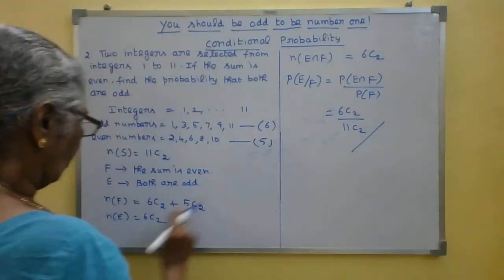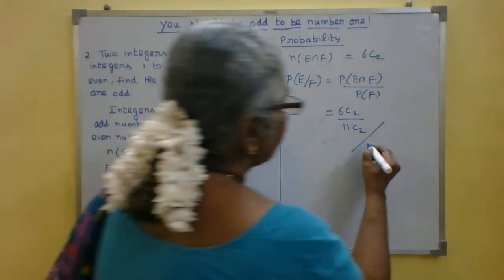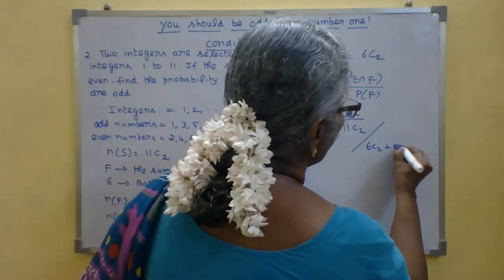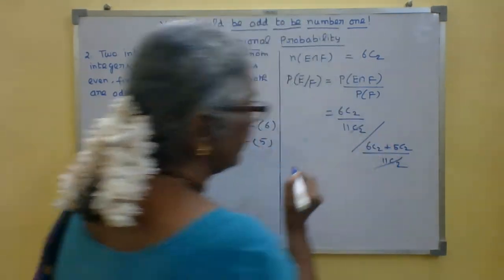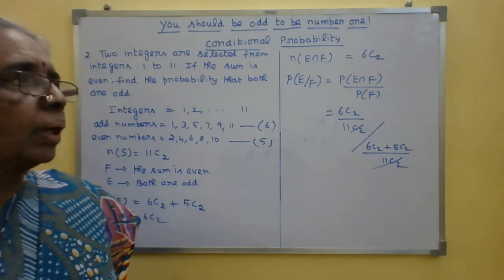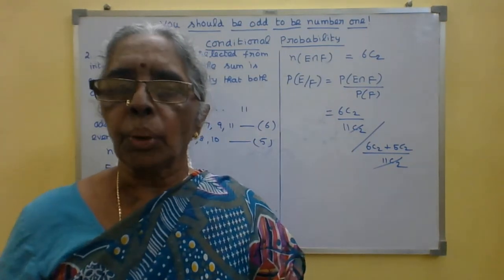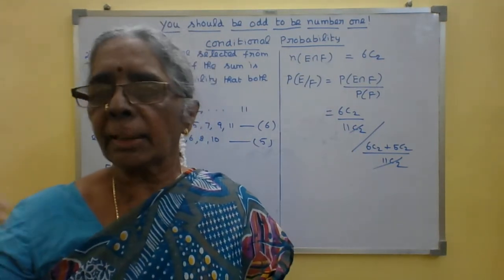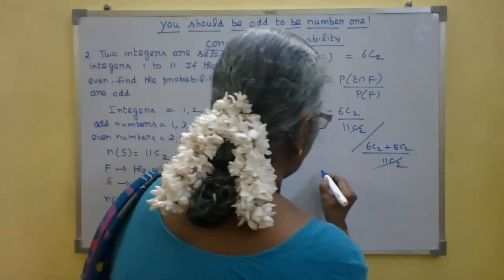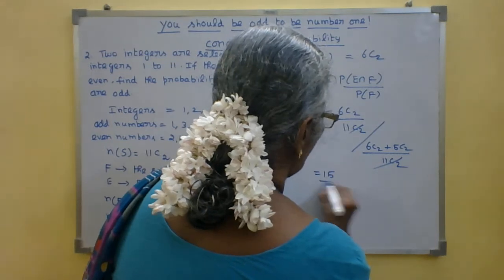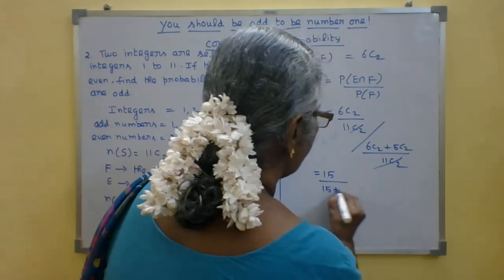That will be, what is my n(F)? 6C2 plus 5C2 by 11C2. This 11C2, that 11C2 will go. You have to calculate 6C2. You know what is 6C2? 6 into 5 by 1 into 2, right? So you will get 15. I will get 15 in the numerator. Here I will get 15.